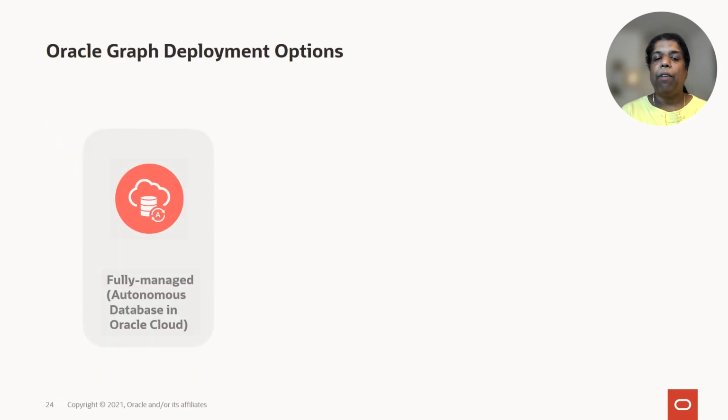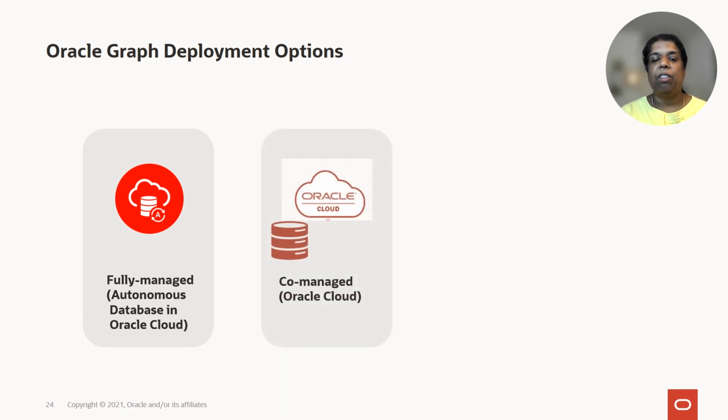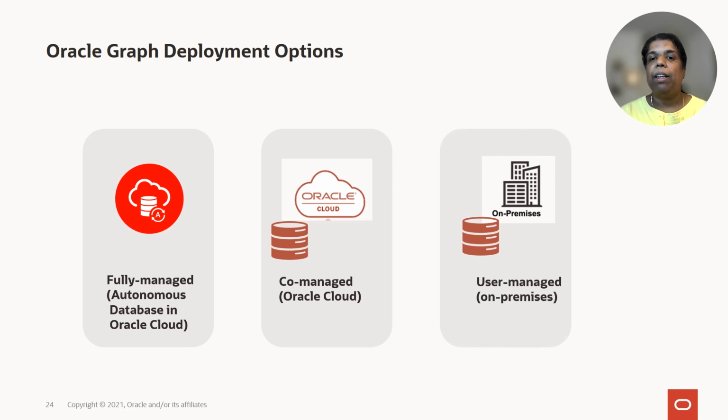So Oracle Graph can be deployed in an autonomous database as a fully managed service. You can also deploy it, let's say, in a database cloud service, that's a co-managed service in Oracle Cloud, or in a user-managed system. So whatever your deployment choice for your database, the Oracle Graph feature is available.